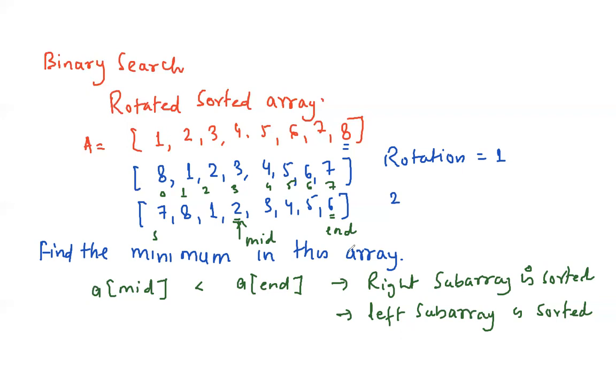That means the unsorted part is on the right hand side. That means the minimum has to be on the right hand side, because somewhere it will pivot, right? Somewhere it has to hinge so that the whole array goes onto the left hand side. So if the left hand side is fully sorted, that means you have the minimum on the right hand side, so you can discard the whole left hand side.